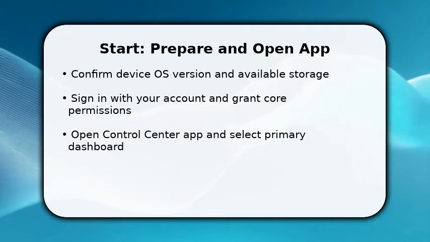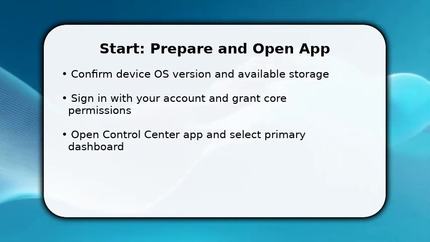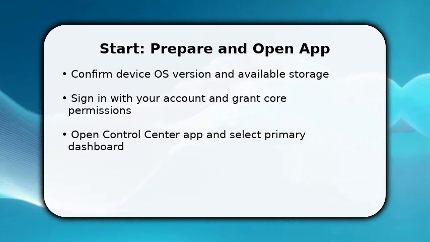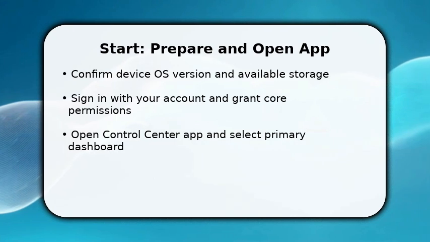You begin by confirming prerequisites: device OS, storage, and account sign-in so the app can run smoothly. Once signed in, grant camera, location, and notification permissions. These enable key features. Now open the Control Center app and tap the primary dashboard tile to start. This first action gives you access to toggles and widgets.